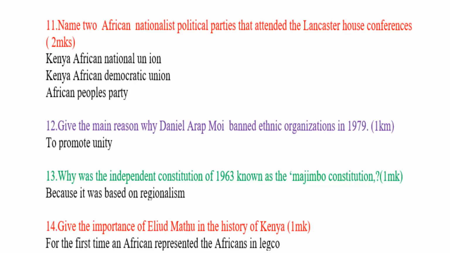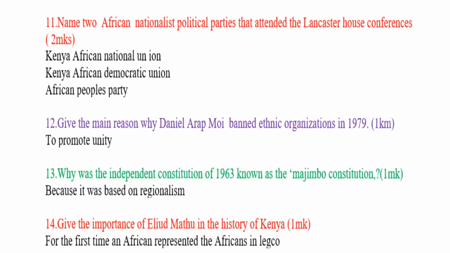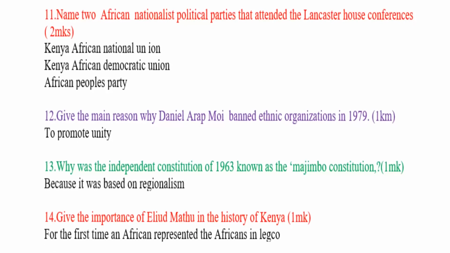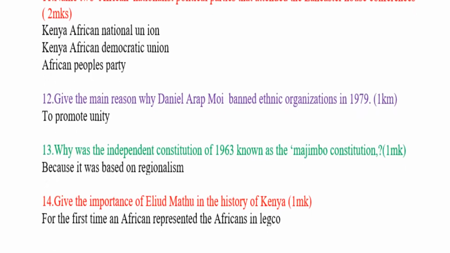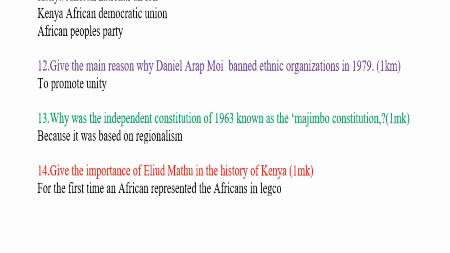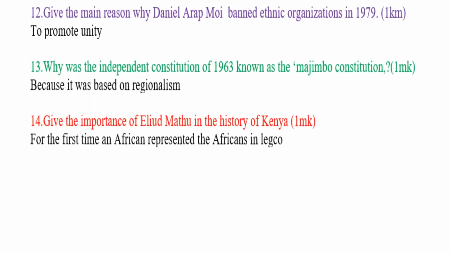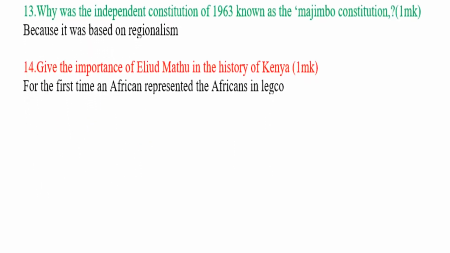Then we also learned about question number 11, name 2 African nationalistic parties that attended Lancaster House Conference: Kenya African National Union, Kenya African Democratic Union, African People's Party. Give the main reason why Daniel Arap Moi banned ethnic organizations in 1979. This was to promote unity in the country.